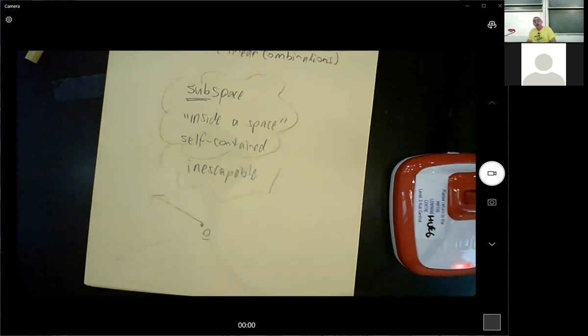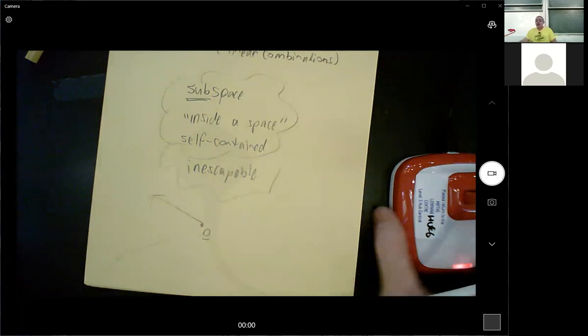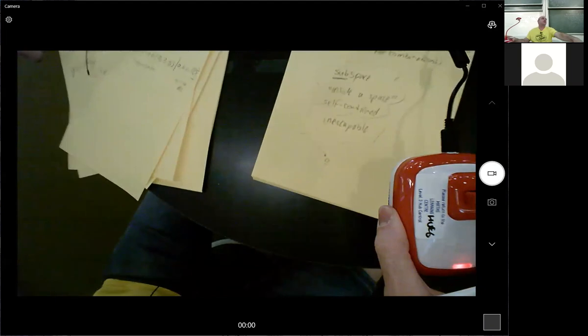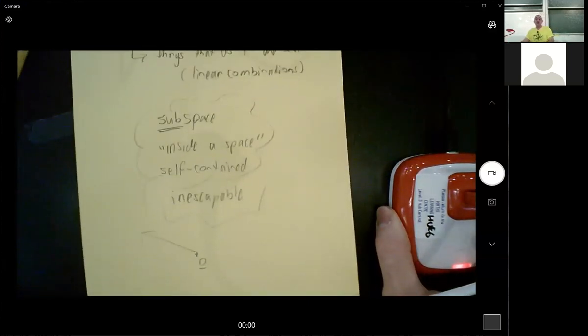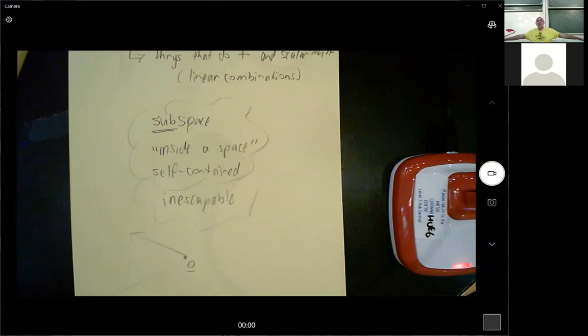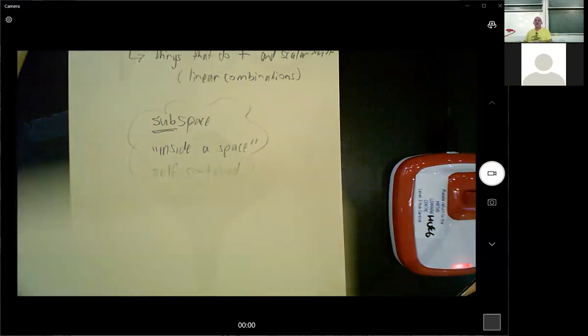I mean, this table technically is not self-contained because it ends. And I could do 5 of this, 20 of this vector and I'd fall off the edge. It's not self-contained. So if I want it to be a subspace, my table's going to have to go on forever. And this piece of paper could be a subspace if it contained a zero vector. And if it went on forever, of course.